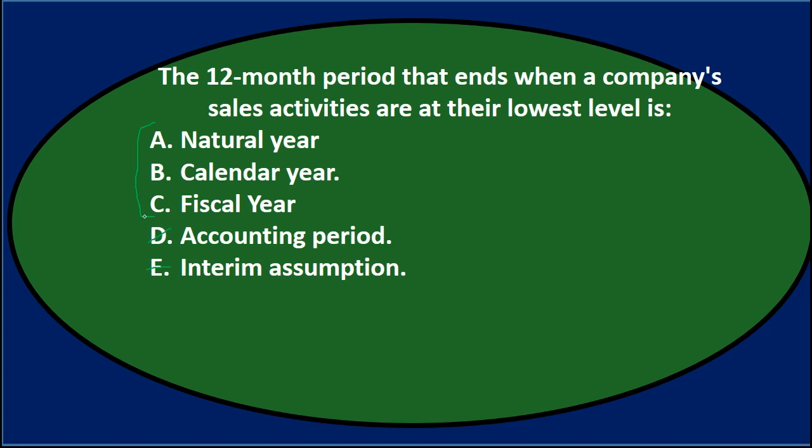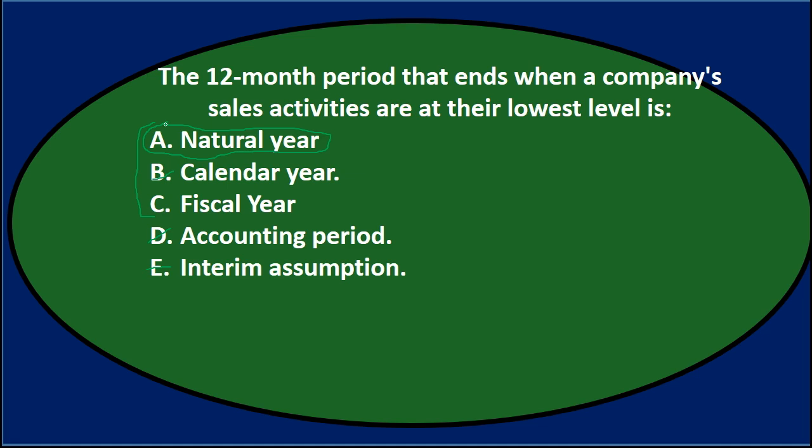The calendar year obviously is a 12-month period, but it would be defined as the calendar year. And the fiscal year is going to be something other possible, or it could be the same or something other than the calendar. But between A and C, A looks like the best choice here because the natural year is the time frame where it ends at the lowest level.